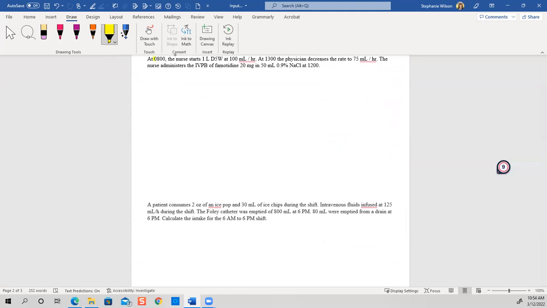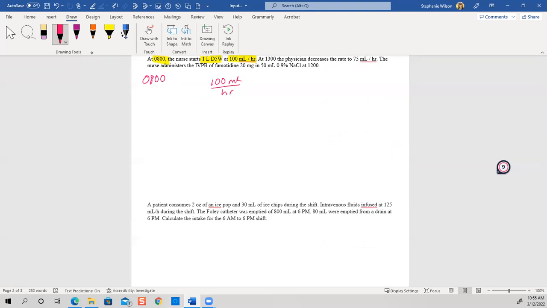So it is 0800. The nurse starts the 1 liter of Dextrose 5, and we have a flow rate of 100 milliliters per hour. All right. So at 0800, they have a flow rate of 100 milliliters per hour. And the textbook went from H to HR back and forth. So just be consistent. If you see HR, use HR. If you just see H, use H.